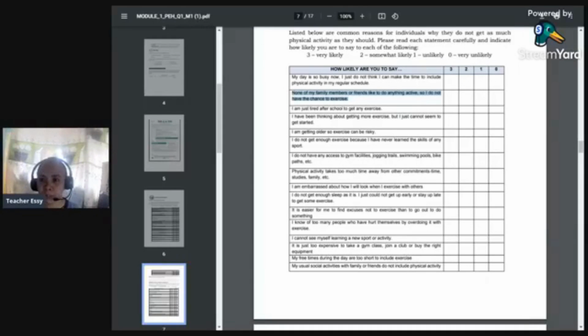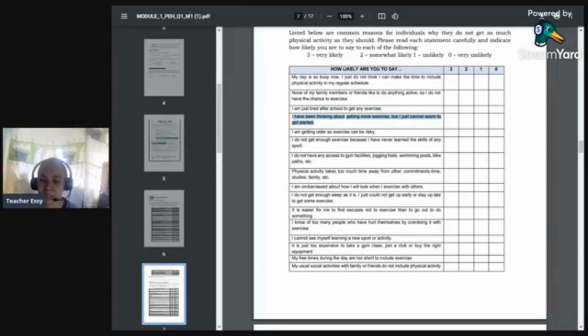Question number 3, I am just tired after school to get any exercise. So, number 3, yung maghapon mong mag-study or mag-module, you're already so tired, so you don't have a chance to exercise. Okay? Because you are tired. You're already tired answering your module or doing your activities, so you're too tired to get any exercise. That's number 3.